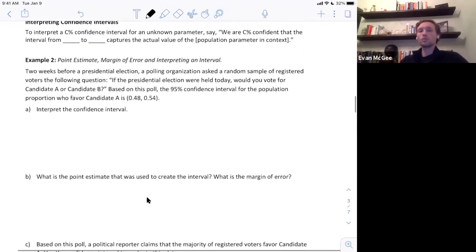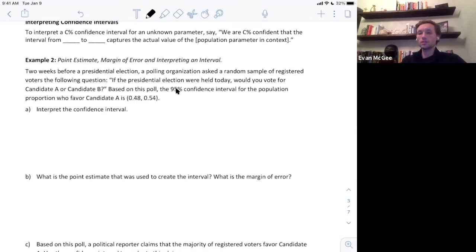2 weeks before a presidential election, a polling organization asked a random sample of registered voters the following question: if the presidential election were held today, would you vote for candidate A or candidate B? Based on this poll, the 95% confidence interval for the population proportion who favor candidate A is 48% to 54%.